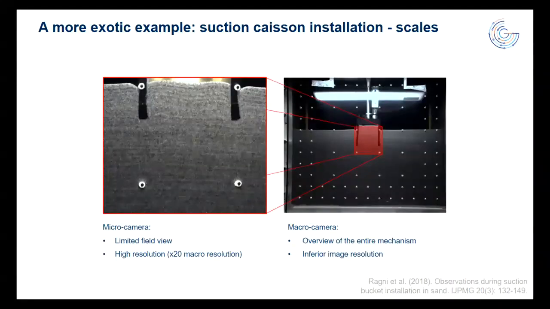So here's a closer look at my camera fields of view. On the right-hand side, I've got the macro camera view. We're looking at the overall model. So we're getting a picture of the entire deformation mechanism at a modest image resolution. And then on the left-hand side, we've got the zoomed-in micro camera view, which gives us 20 times the macro resolution for where the action's really happening in and around the tips of the suction caisson. So in this case, we wanted 2 cameras in order to get these 2 views in parallel, because if we'd gone for the sort of halfway house in between, we'd have lost the detail that we gain on the left-hand side, and we'd have lost the overview that we get on the right-hand side.